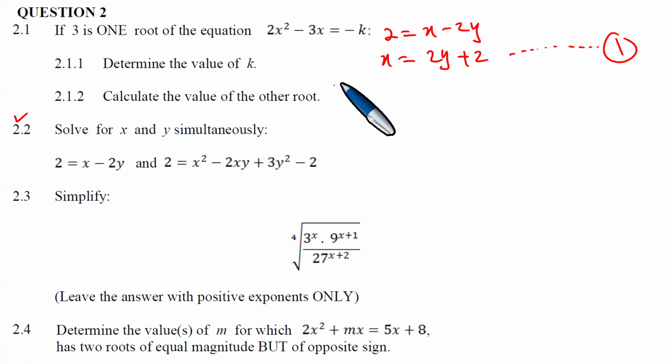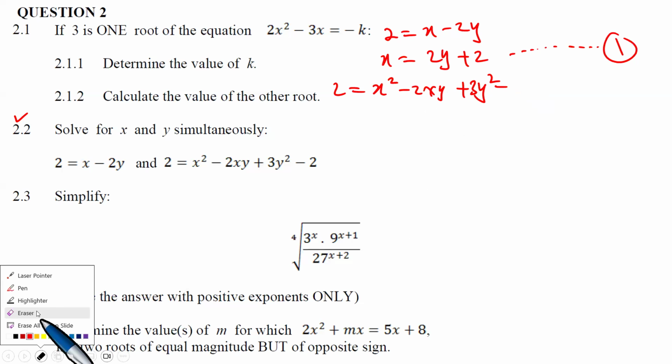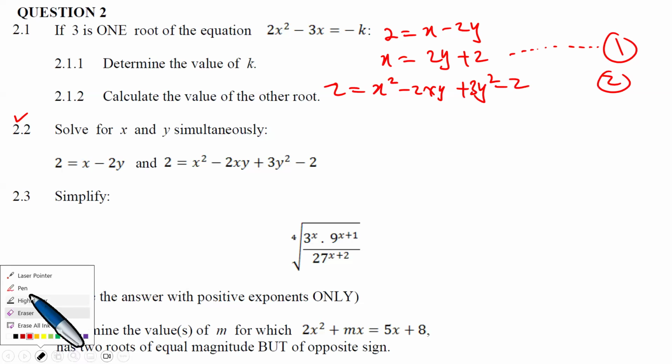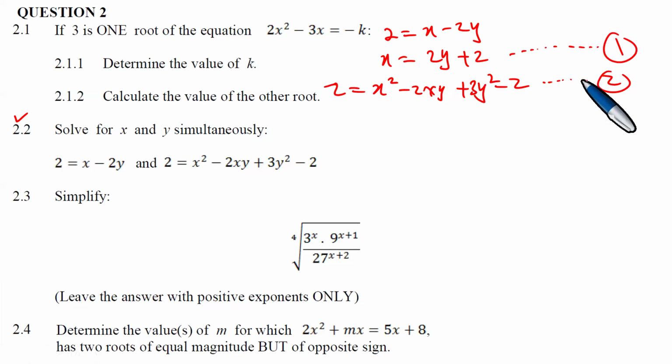And we have another equation, which is exactly 2 equals x squared minus 2xy plus 3y squared minus 2. Like this. Okay, so what do we do now? We call this one the second equation. Right, and once this has been done, we do simultaneous. I know that you guys love simultaneous, so I'm not going to waste a lot of time with this one.